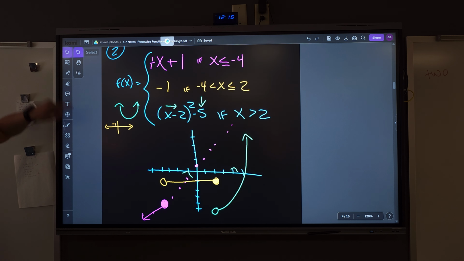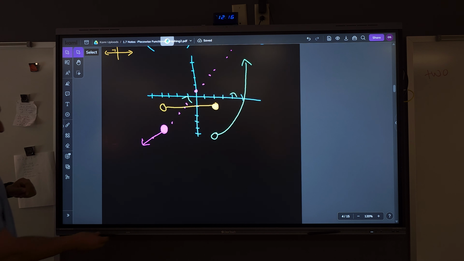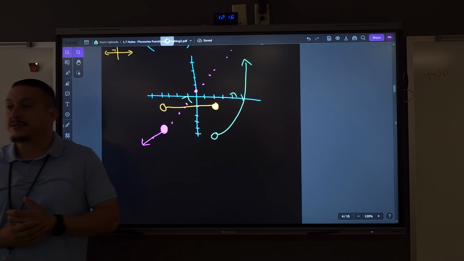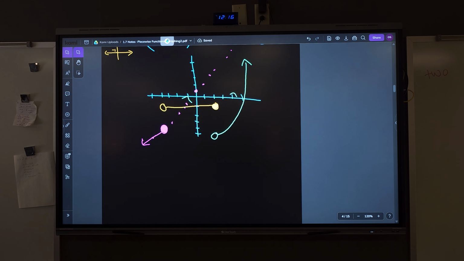Hold on, give me 1 second, I'll help you. So that's a piecewise function, guys. It's one function, 3 pieces. None of those pieces overlap, okay? Questions right now? No? Okay, so we'll stop here.